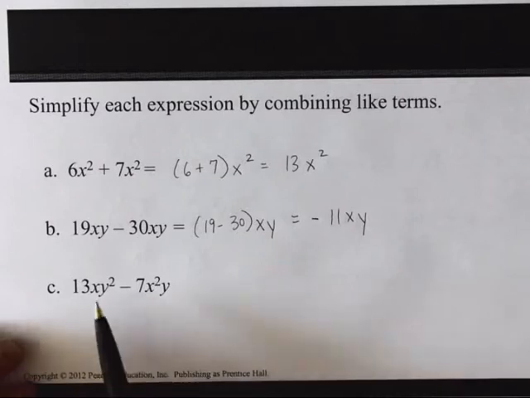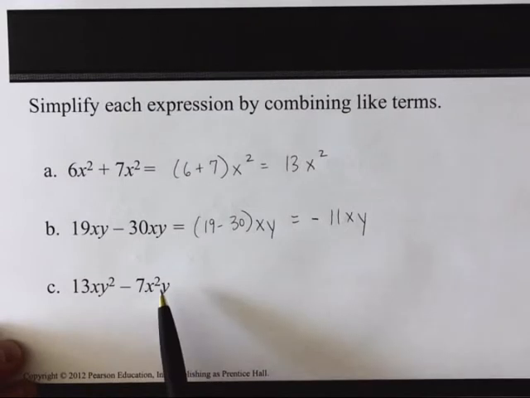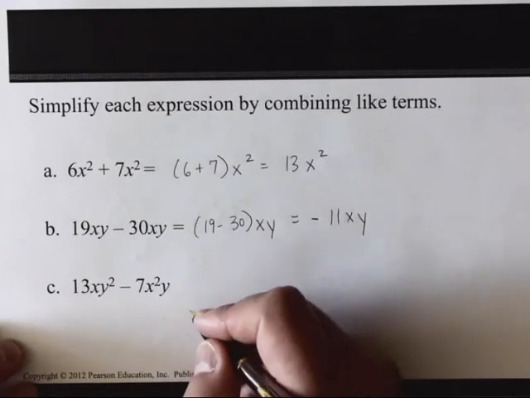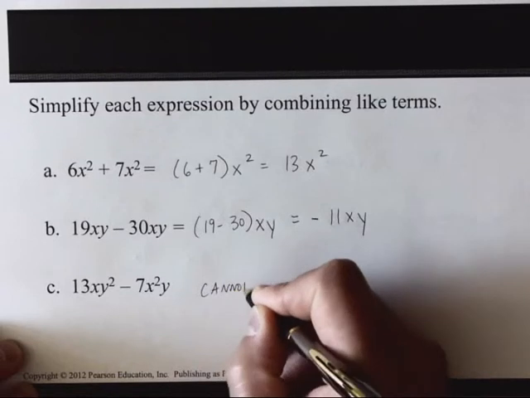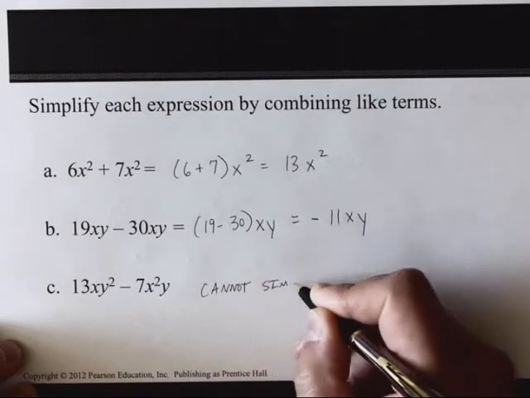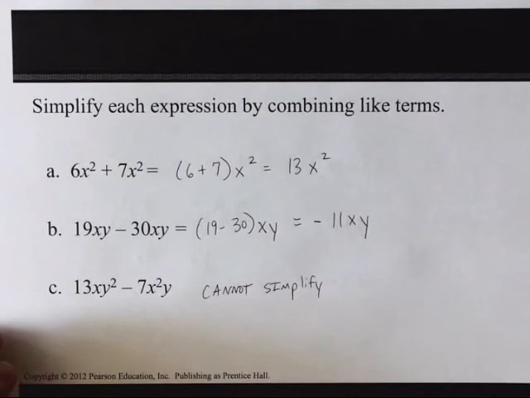Okay. Down here, these are not like terms. xy squared, x squared y, they both have x and y. Notice that the exponent of 2 is in different places there. So if terms are not like terms, then we cannot simplify them. So they would already be in simplest form.